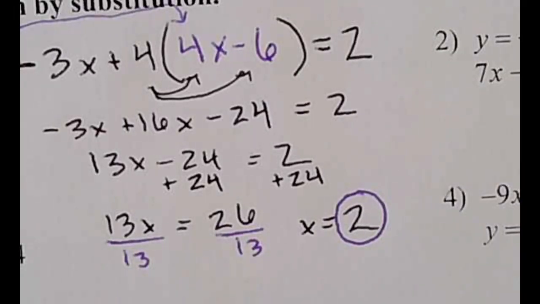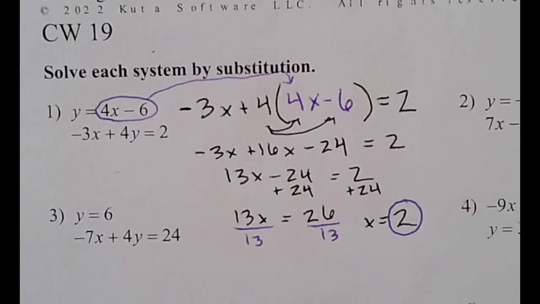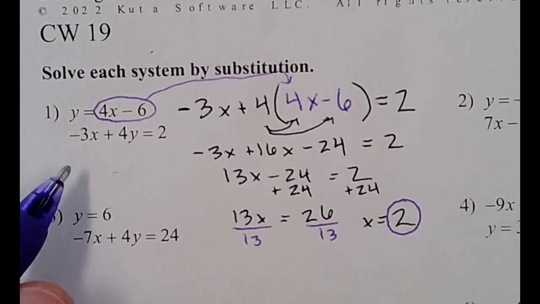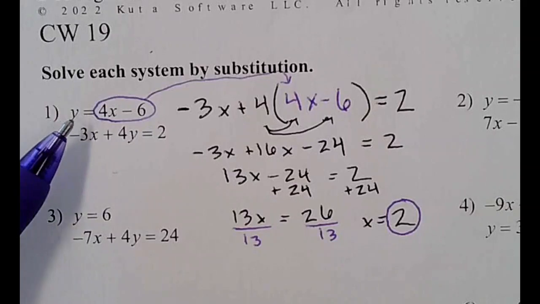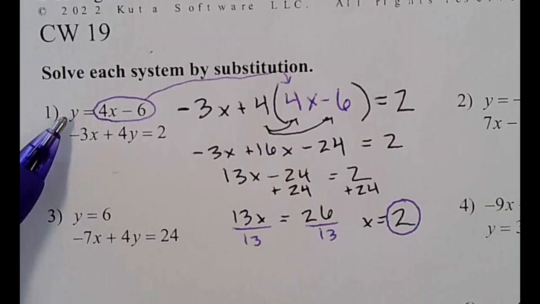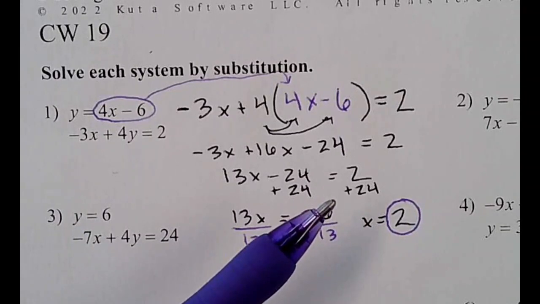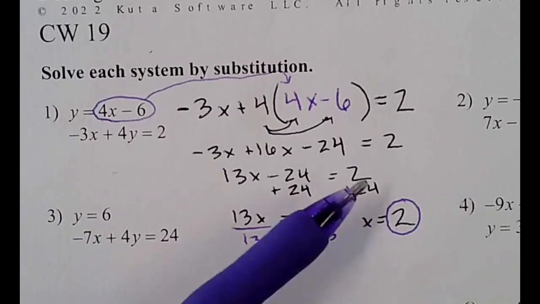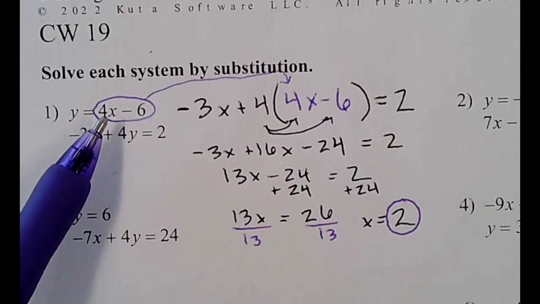What I'm going to do, and pause this at any time you need to, is take that x and plug it back into the simpler of the two equations. Why simpler? Because I don't want to do more work than I have to. So the simpler one would be the first one. I need to find y. I have found x. So now I need to find y. It's a lot easier to find y by plugging x into this first equation. So that's where I'm going to put it.